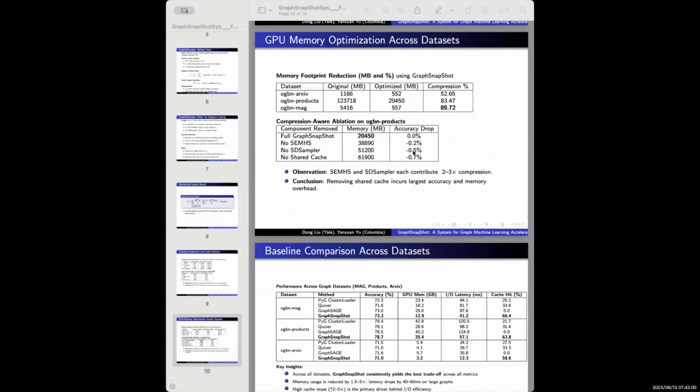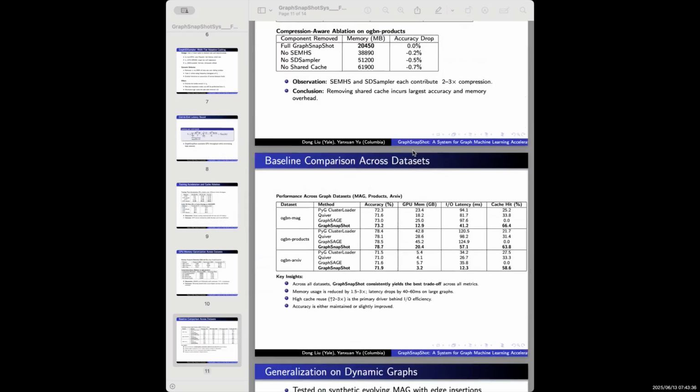We also have optimization across different datasets for the experiment. We do a comparison on the OGB benchmark, ArXiv, Products, and MAG. They show a significant compression rate. We also do an accuracy drop experiment, and it shows that the accuracy drop is almost zero, which also proves the efficiency of our system.